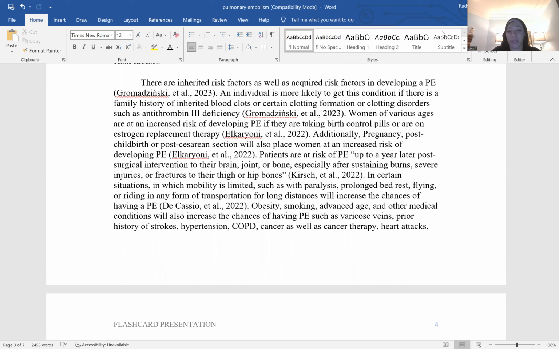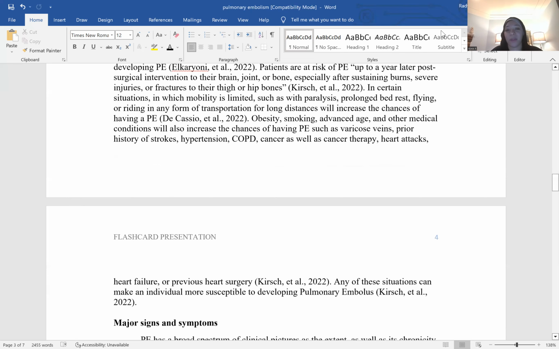Patients are at risk for PE up to a year later post-surgical interventions to their brain, joint, or bone, especially after sustaining burns, severe injuries, or fractures to their thigh or hip bone. In certain situations in which mobility is limited, such as paralysis, prolonged bed rest, flying or riding in any form of transportation for a long distance, will increase the chances of having a PE.